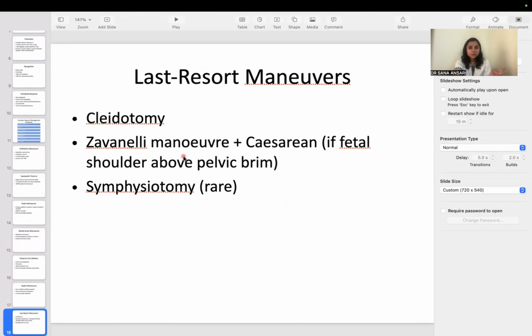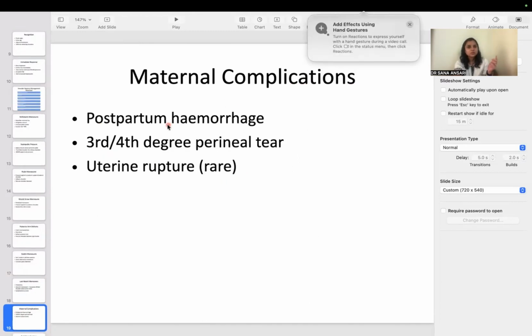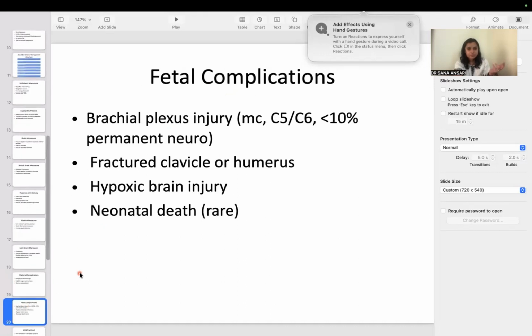Now, the Zavanelli maneuver is a very important MCQ. When do we perform it? If the fetal shoulder is above the pelvic brim. So basically, we are pushing the fetal head back into the pelvis and performing a cesarean section. Now, the maternal complications include tears, PPH, and uterine rupture, which is rare. Fetal complication is brachial plexus injury.